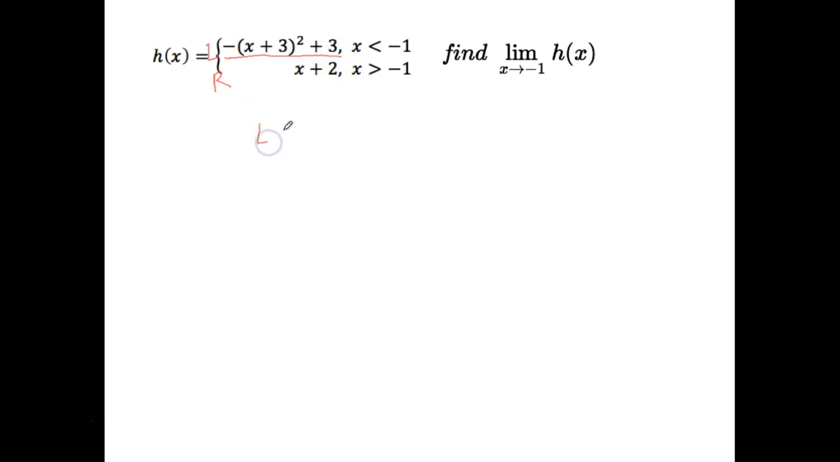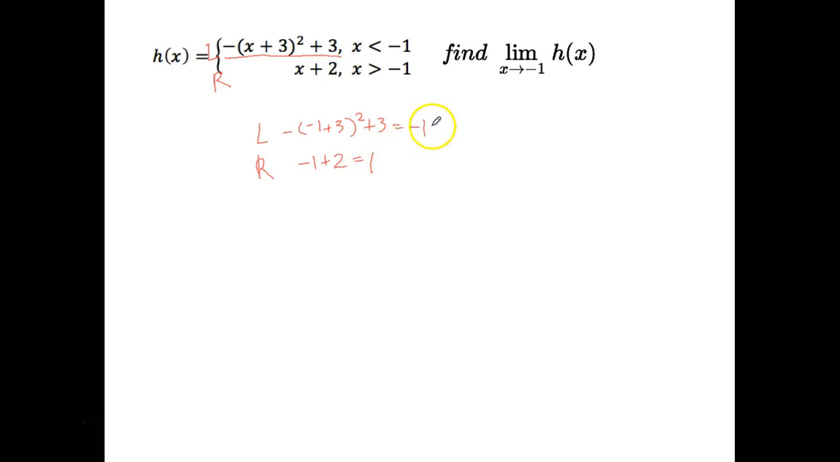From the left, we're going to have negative 1 plus 3, squared, plus 3. Okay, this would come out to be 2 squared, which is 4. It'd be negative 4 plus 3, which is negative 1. So our y value from the left is negative 1. Let's check it from the right. We're going to plug negative 1 into here. It's going to be negative 1 plus 2, which is going to give us 1, right?